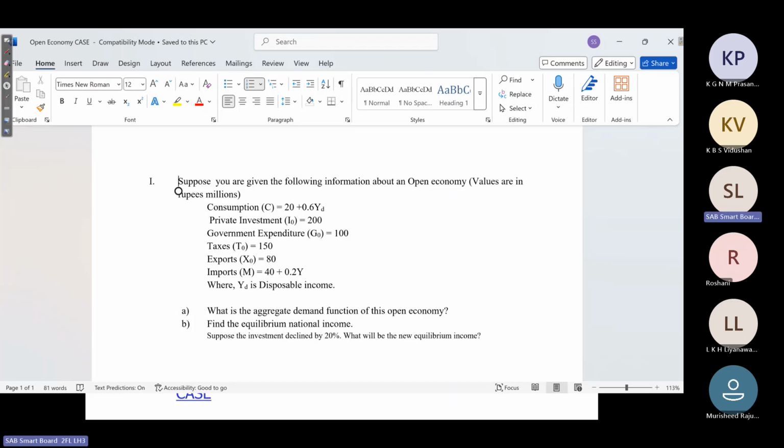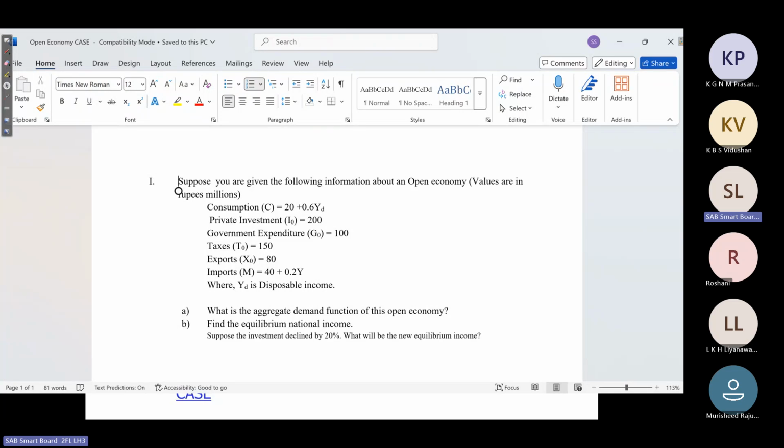So you can do it yourself, don't take photos, right? You cannot take photos here. You got the answer 450, right? So that is 450. Equilibrium national income is 450 according to my calculation. You can check whether it's correct, right?